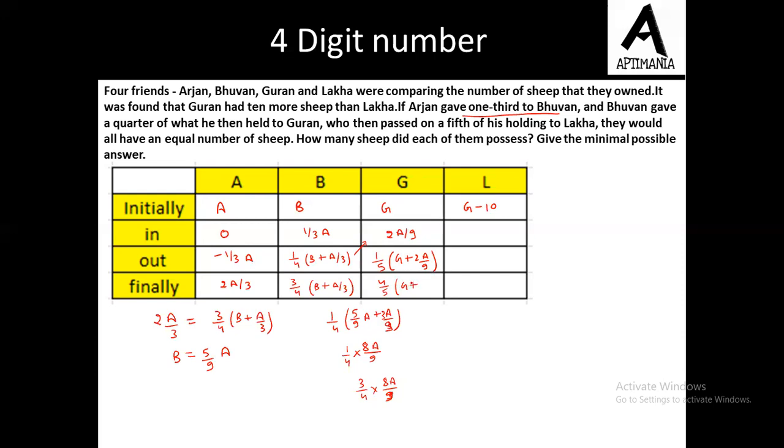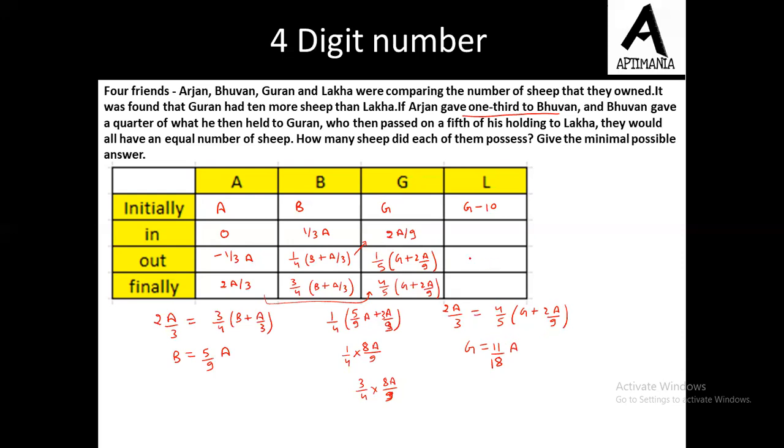So he is left with 4 by 5 of G plus 2A by 9. Now again, as the final number of sheep with all of them is equal, we can simply equate these two values. So we can write 2A by 3 is equal to 4 by 5 of G plus 2A by 9. Now from this equation we can find a relation in A and G. Solving this equation, we'll get G is 11 by 18 times of A.